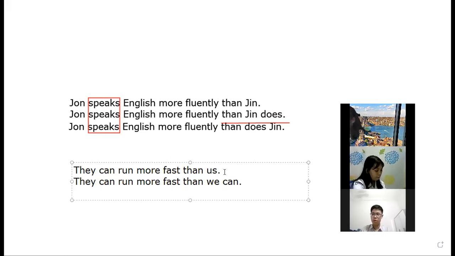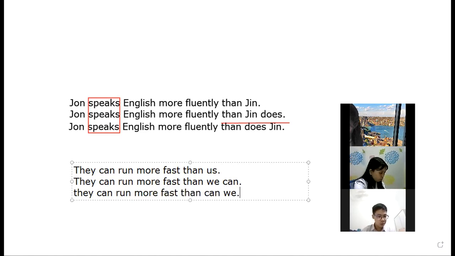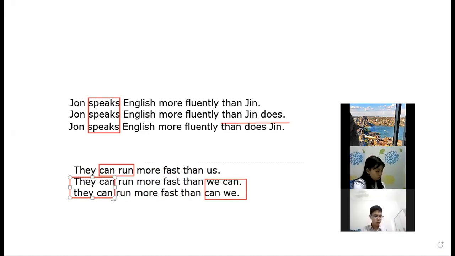So how if we want to invert this thing? Okay. They can run more fast than, kira-kira seperti itu. Ya, so what comes here, sekali lagi ya, what we use here is actually based on what we use here. Gitu. So if we use past tense in the left side, for the right side must be using did, kan gitu ya. If we use perfect, let's say have, so on the right side we use have, kan gitu. If we use to be, we use to be on the right side. Itu harus sama.